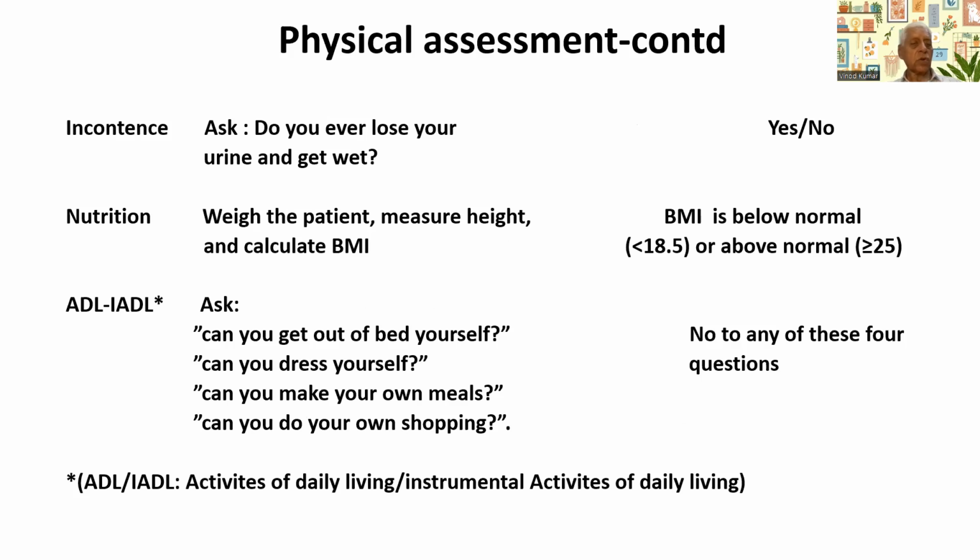Physical assessment continues to find out if the person has any urinary incontinence by just asking a simple question, do you ever lose your urine and get wet? The answer could be yes or no. For nutrition, find out the BMI. If BMI is below normal or above normal, it is abnormal. For activities of daily living and instrumental activities of daily living, known as ADL and IADL, you ask, can you get out of bed yourself? Can you dress yourself? Can you make your own meals? Can you do your own shopping? If the answer is no to any of these four questions, it is abnormal.